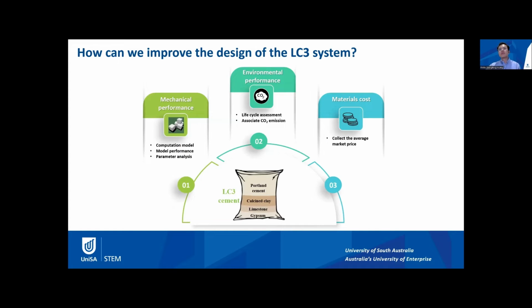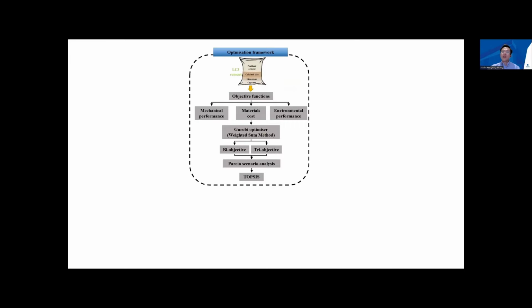So how can we improve the design process of the LC3 system? By considering the mechanical and environmental performance and material costs, computational optimization frameworks were developed in this study to streamline the LC3 mixture formulations, reducing laborious and time-consuming experimental testing. The LC3 cement binder design framework comprises a four-step process.